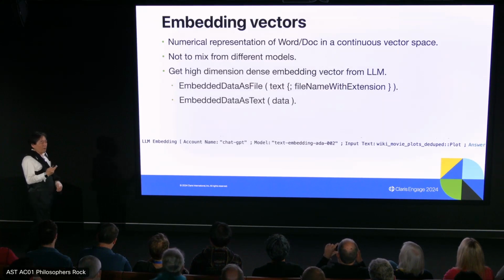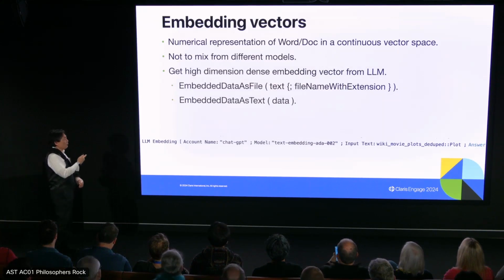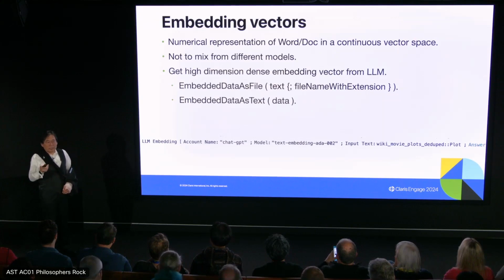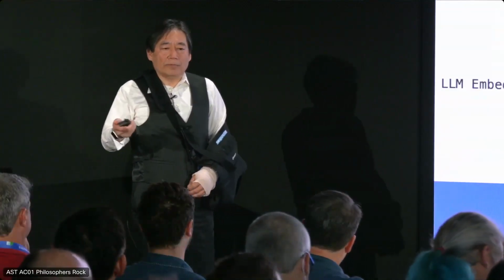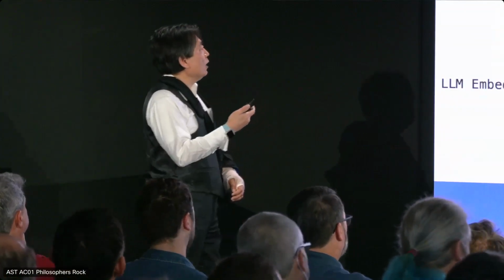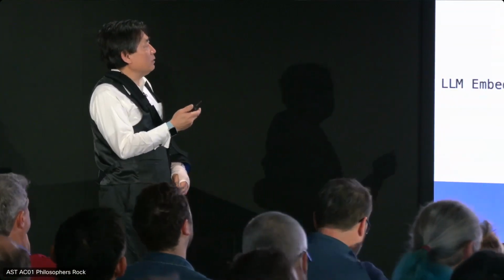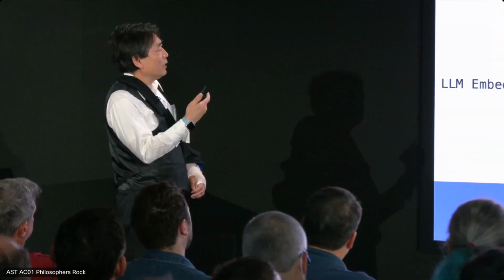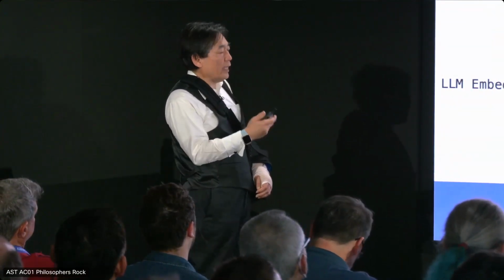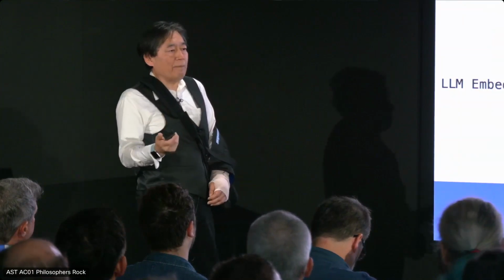And because we support 2 formats, we provide 2 calc functions to help you convert between these 2 formats if you have to. For example, if you want to export, then you probably want to export with the text format. So the embedding data as file will convert text format into binary format. Embedding data as text will convert from binary format to text format.